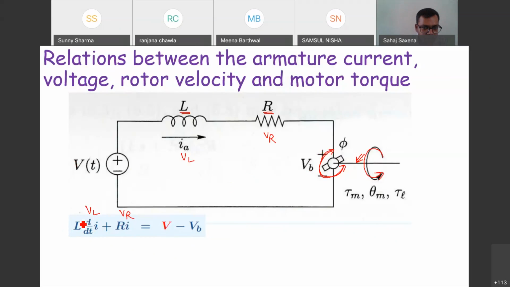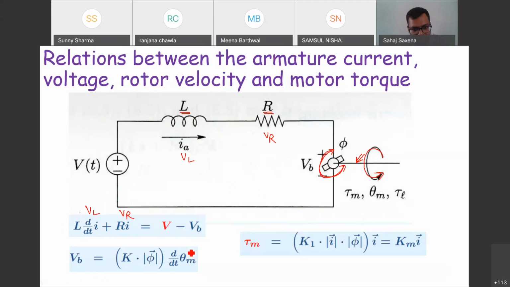So this is one dynamic of the system. Now we know that the back EMF has the following relationship, as we talked about in the earlier slide. Next, we have a torque. We also read that torque is directly proportional to the current I, and this complete proportionality constant we replace with Km. So we have tau m is equal to Km into I. So now we have three relationships in order to make a shaft move.